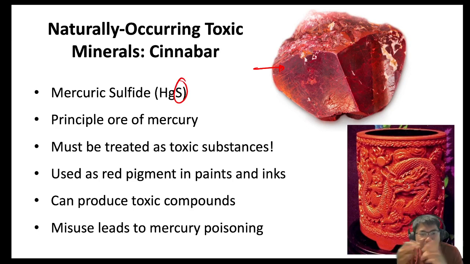Okay, now the problem is that when it becomes weathered, and the bond between the mercury and sulfur becomes so weak, this mercury can actually become separated from the sulfur, and that's when mercury poisoning can happen.